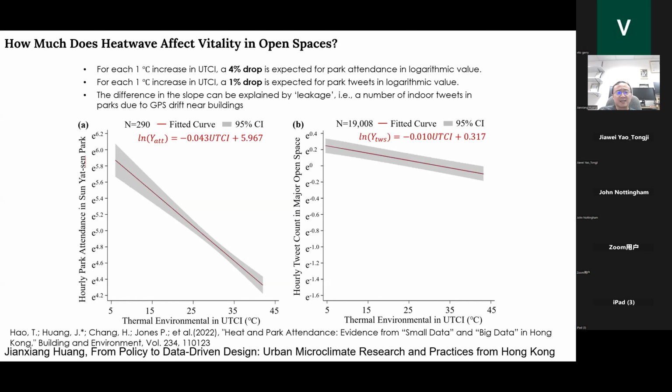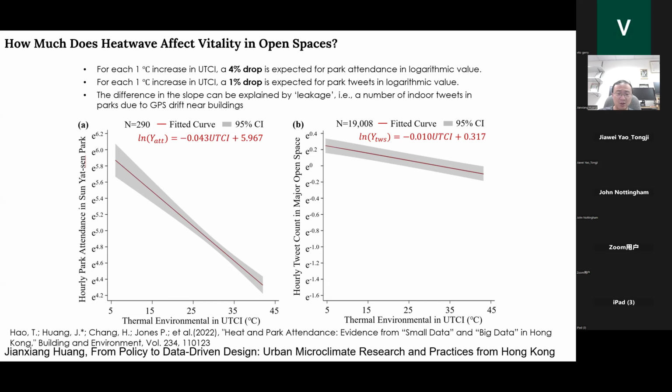So it's a brief finding. If you put big data and small data side by side, looking at the average head count, let's say in Sun Yat-sen Park, which is a large urban park in Hong Kong, you find the graph on the left. You would see the slope with the 95% confidence interval suggesting that perhaps for a 1 degree increase in equivalent temperature, you expect a 4% drop in park attendance.